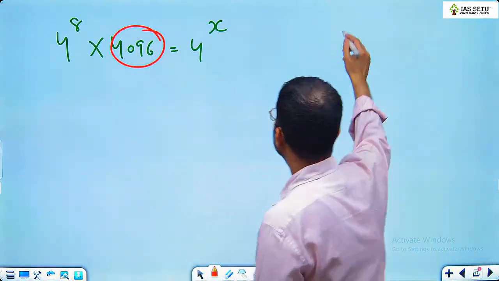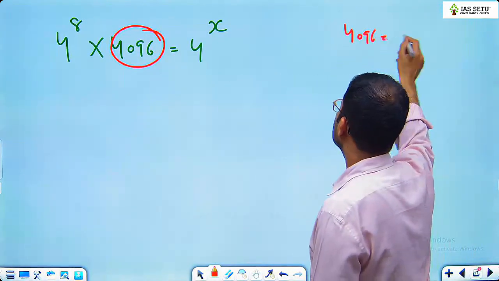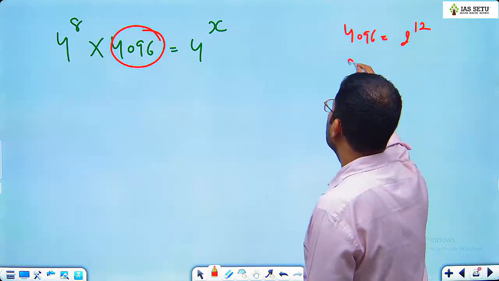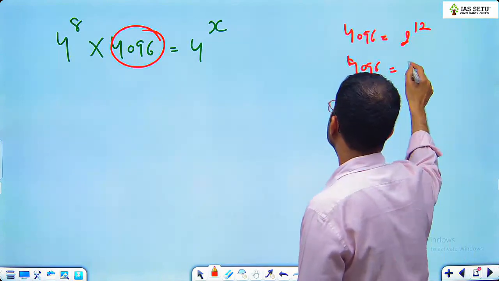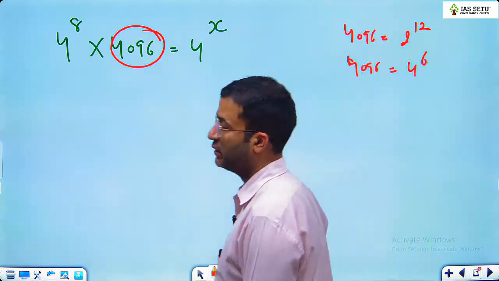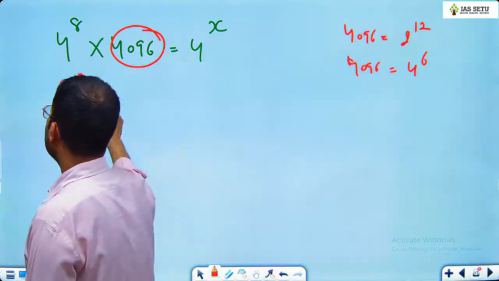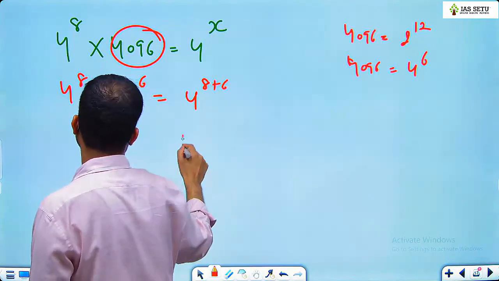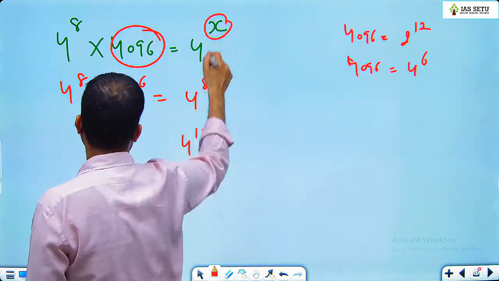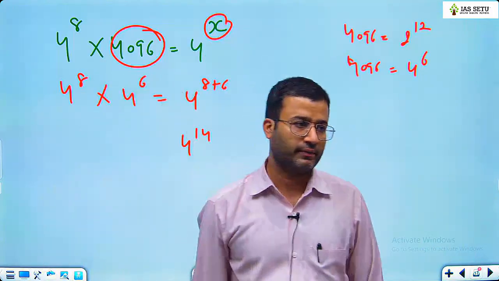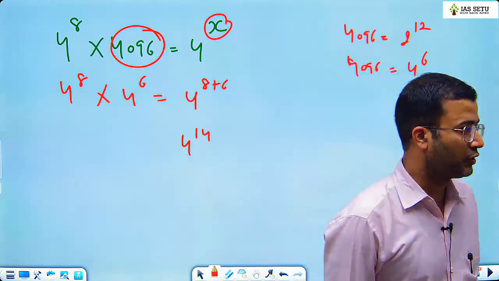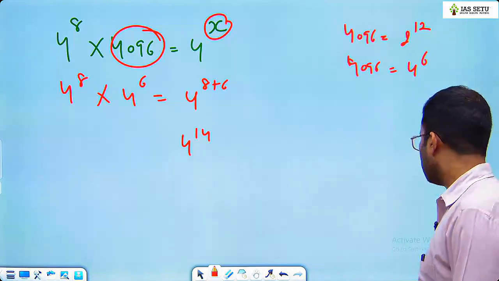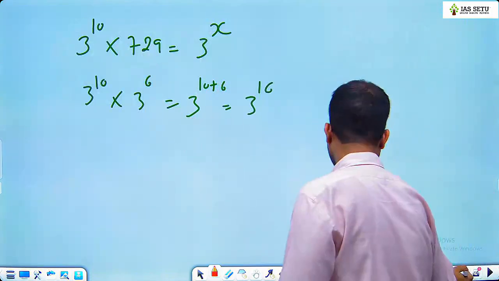Here, 4096 is 2 to the power 12. You can also write 4096 as 4 to the power 6. So here it is 4 to the power 8 into 4 to the power 6. It will be 4 to the power 8 plus 6, which is 4 to the power 14. So what is the value of x here? 14. X is 14.